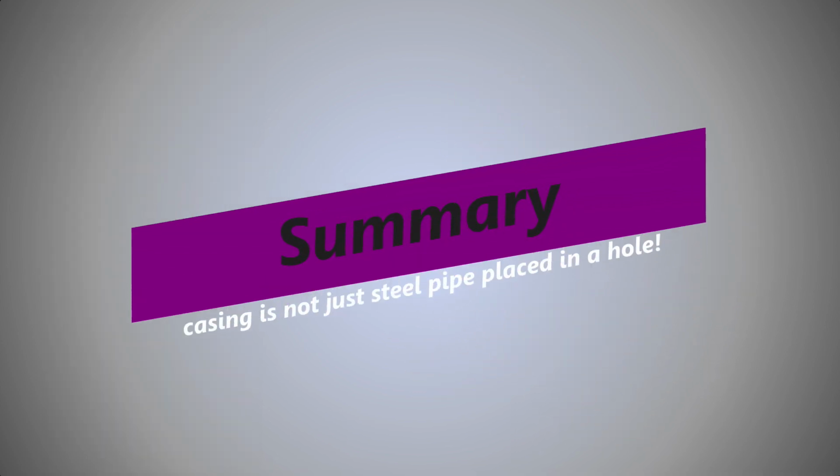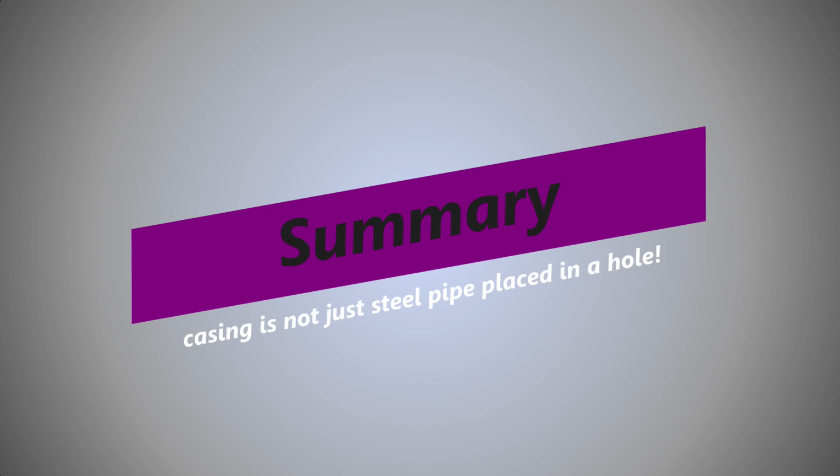To conclude, casing is not just steel pipe placed in a hole. It is a carefully engineered system designed to support the wellbore, isolate formations, control pressure, and enable safe drilling and production. Understanding casing functions, types, steel properties, strength limits, specifications, and connections is essential for every drilling and petroleum professional.